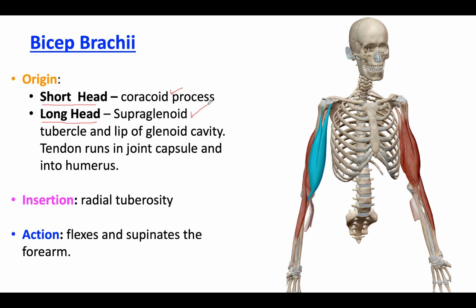Now, this part runs into the joint capsule and into the humerus, and both will insert on the radius at the radial tuberosity. It's responsible for flexing and supination of the forearm. And let's take a look at the video.